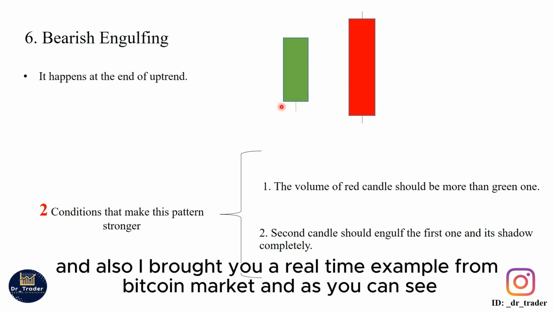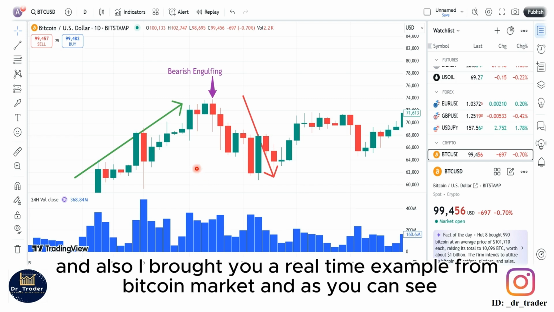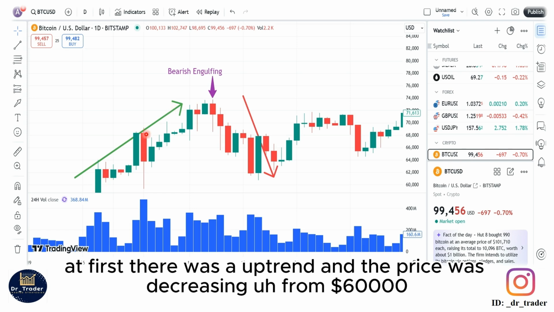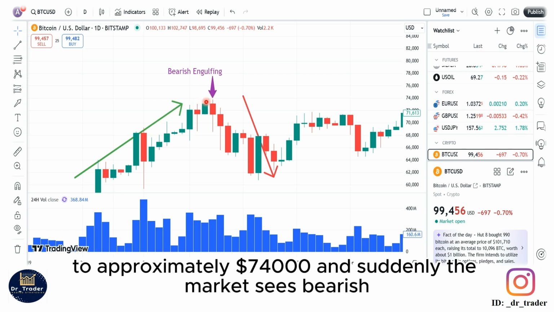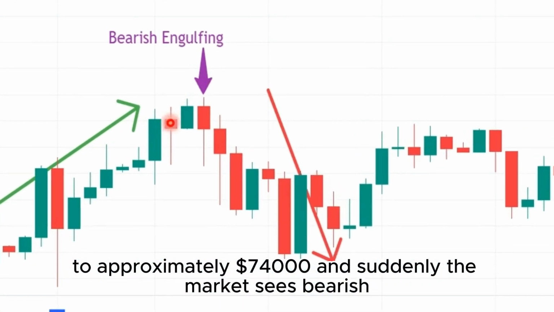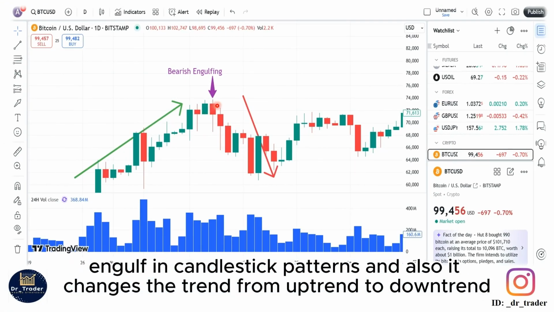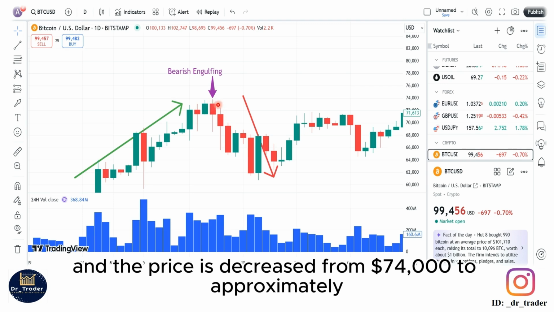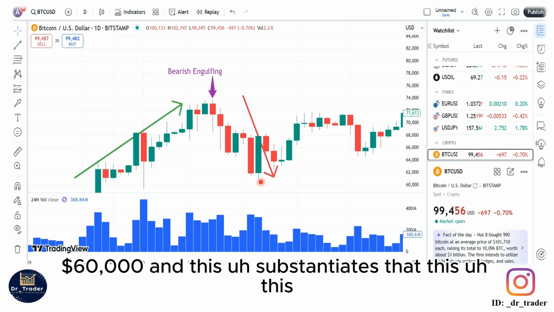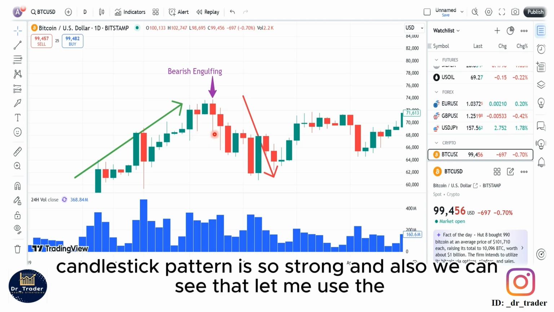I also brought you a real-time example from the Bitcoin market. As you can see, at first there was an uptrend and the price was increasing from $60,000 to approximately $74,000. And suddenly the market sees the bearish engulfing candlestick pattern, and it changes the trend from uptrend to downtrend, and the price decreased from $74,000 to approximately $60,000. And this substantiates that this candlestick pattern is so strong.